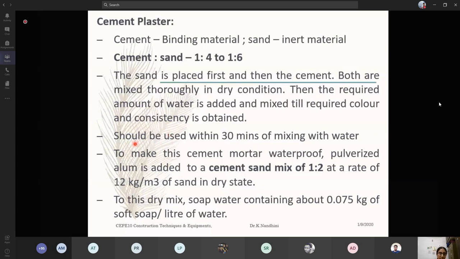To make sure this cement mortar is waterproof, pulverized alum is added to cement sand mix of 1:2 at a rate of 12 kg per cubic meter of sand in a dry state. This is optional. To this dry mix, soap water containing about 0.075 kg of soft soap or soap per liter of water is used.